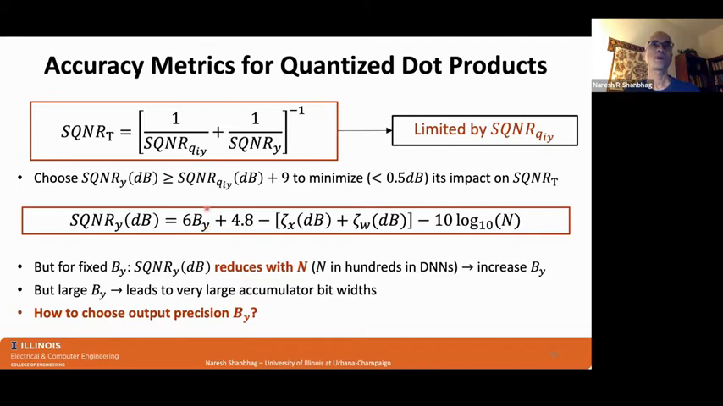If I increase BY, I can make SQNR larger. BY is a free variable, so I can make it as large as I want. If I keep it fixed, then it drops with N. So as the dimensionality of the dot product increases, the signal to quantization noise ratio due to output quantization drops. That forces me to say, well, let's make BY large to offset it. If I make it large, then it leads to large accumulator bit widths, and I run into the complexity problem. So the question is, how do I choose BY?